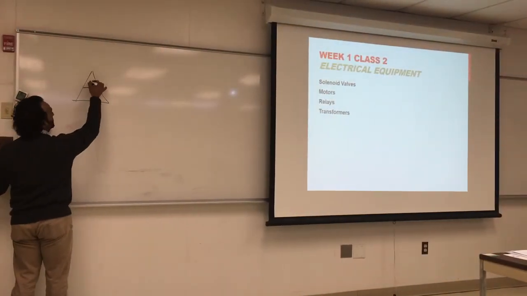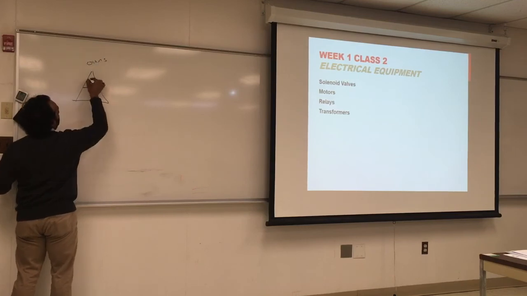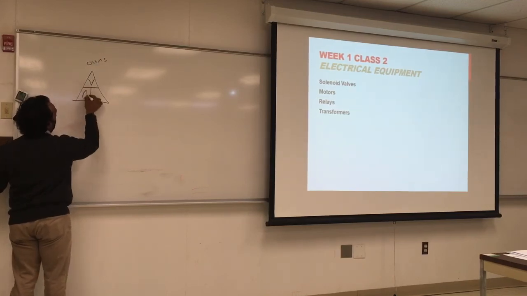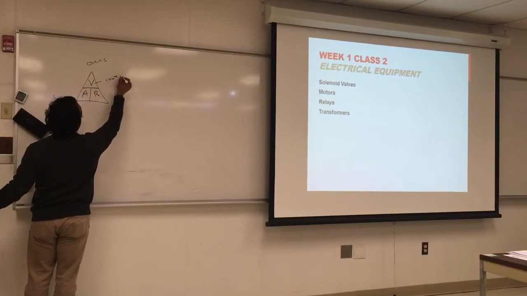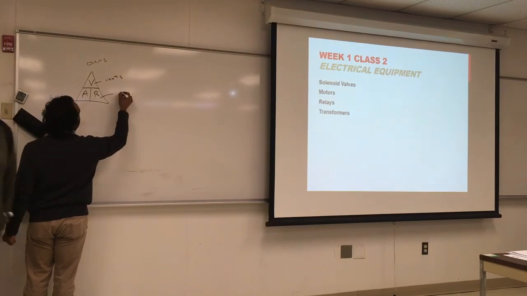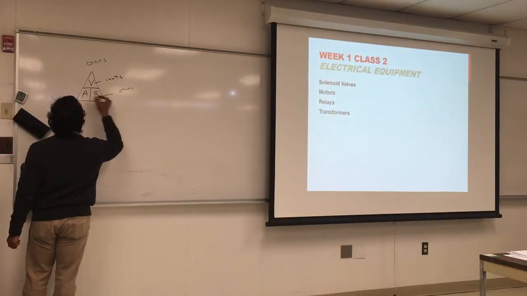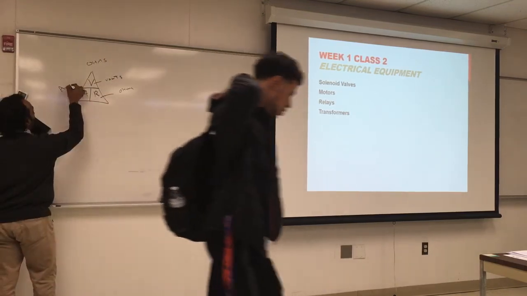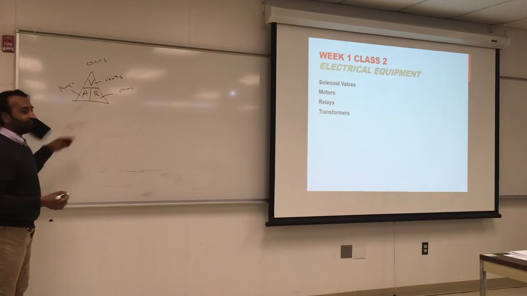Everybody? What's on the top? Voltage. Volts. And resistance. This is volts. This is ohms. Amps. From top to bottom, we divide.